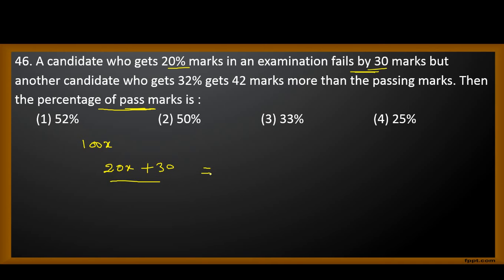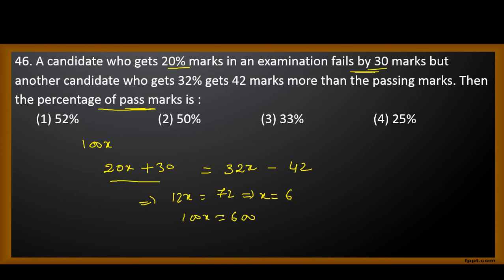Coming to the second case, the second person got 32%, so 32x, and he got 42 marks more than the pass mark. If he had got 42 marks less than what he got, then he would reach exactly the pass mark. So 32x minus 42. On simplification, you will get 12x is equivalent to 72, which implies x is equivalent to 6. The total marks is equal to 100x, which is equal to 600.